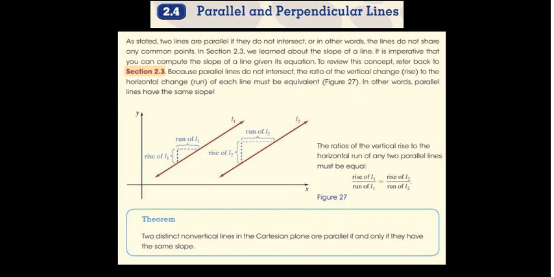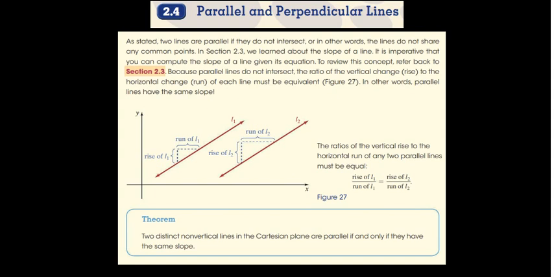Let's see. We know that parallel lines do not intersect. Right? They're lines that go on and on forever without actually crossing one another. Alrighty, and it says to review this concept, refer back to section 2.3. Because parallel lines don't intersect, the ratio of the vertical change, which is the rise, and the horizontal change, which is the run, so when it says the ratio, basically just a fraction, right? They have the exact same slope. Okay, of course we know that because they're parallel lines, right? So if two lines are parallel, they will have the same slope. And of course that's what our theorem down here says.